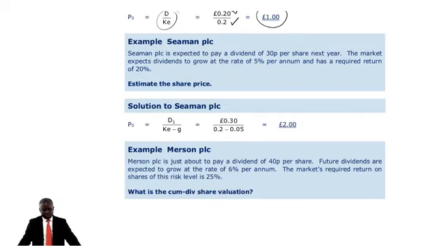Okay, so let's go to Seaman. Seaman PLC is expected to pay a dividend of 30p per share next year. The market expects dividend to grow at a rate of 5% per annum and has a required return of 20%.